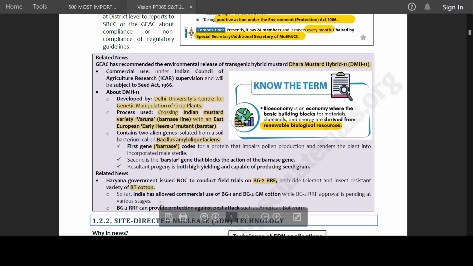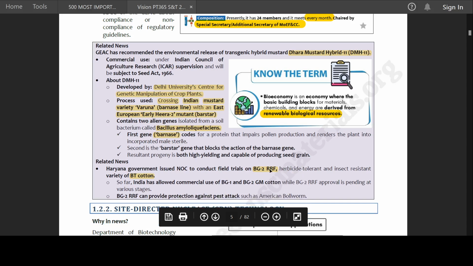Okay. So far, India has allowed commercial use of BG1 and BG2 GM cotton, while BG2 RRF approval is pending at various stages. BG2 RRF can provide protection against pest attacks such as the American bollworm. So, this could be a direct question sometimes.